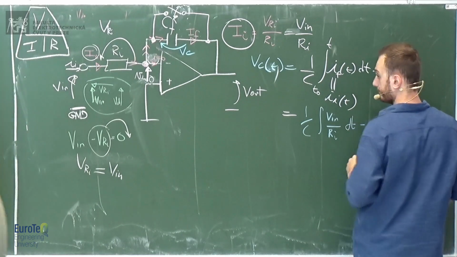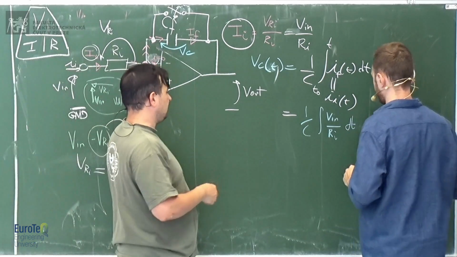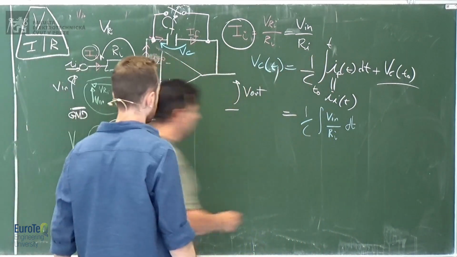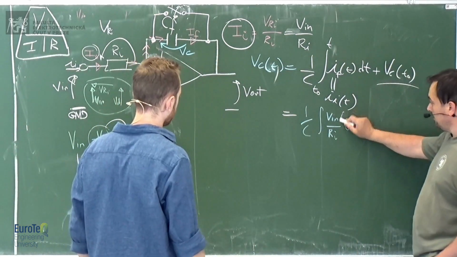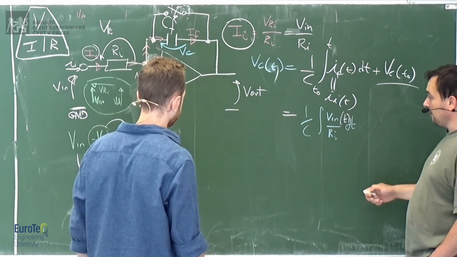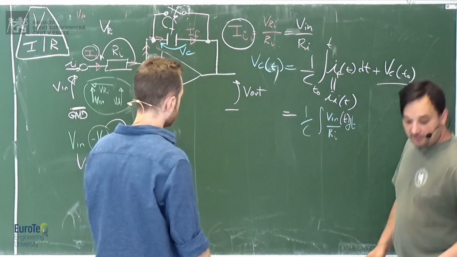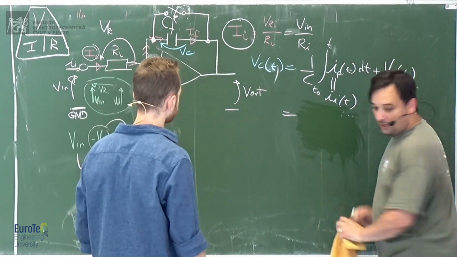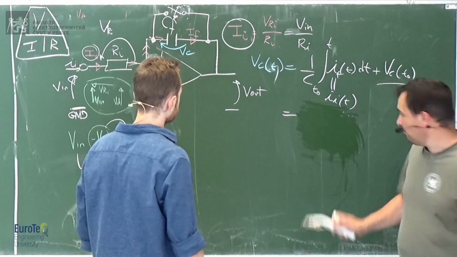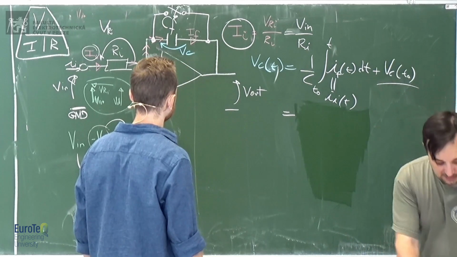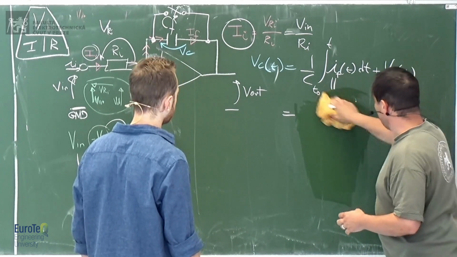Okay, and we assume it's 0. Yeah, let's assume that it's 0 and that's it. Now don't forget that this voltage is generally a function of time. So maybe I will rewrite it with white chalk so it's more visible, because this is our final derivation.